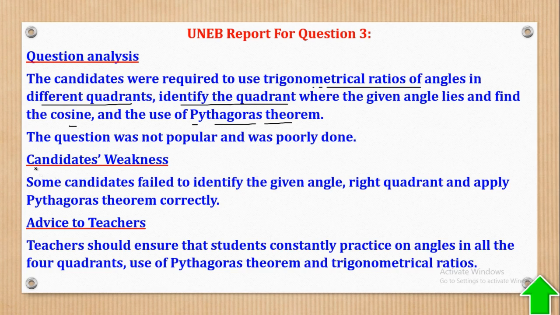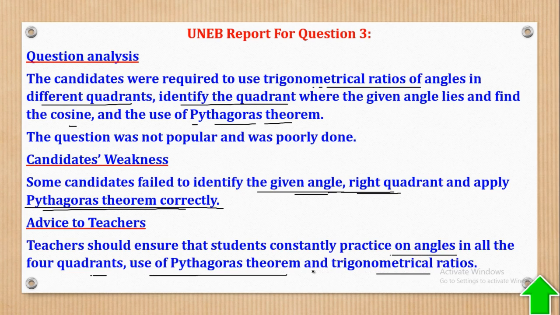So what were the weaknesses? Some candidates failed to identify the right quadrant of the given angle and apply Pythagoras theorem correctly. So identifying that the given angle is in the fourth quadrant was not easy for students, and also using Pythagoras theorem correctly was a challenge. So advice for teachers: they should ensure that students constantly practice on angles in all the four quadrants and use Pythagoras theorem and trigonometrical ratios.